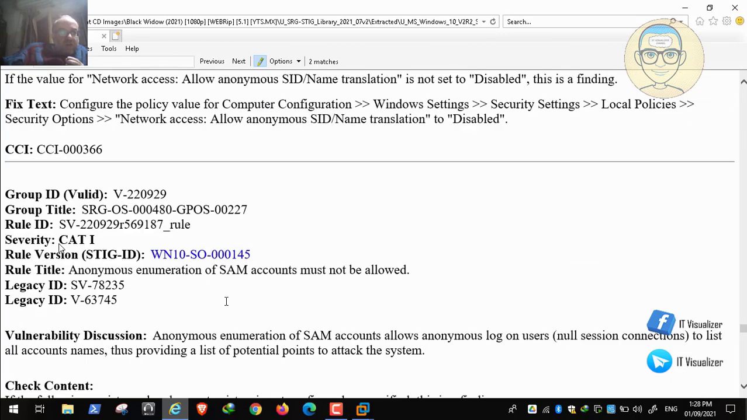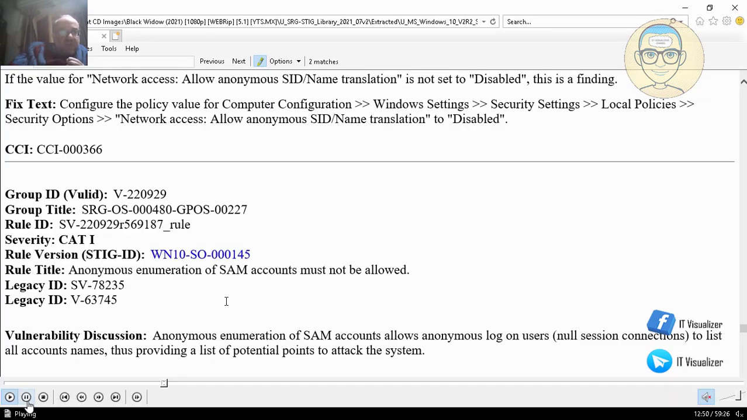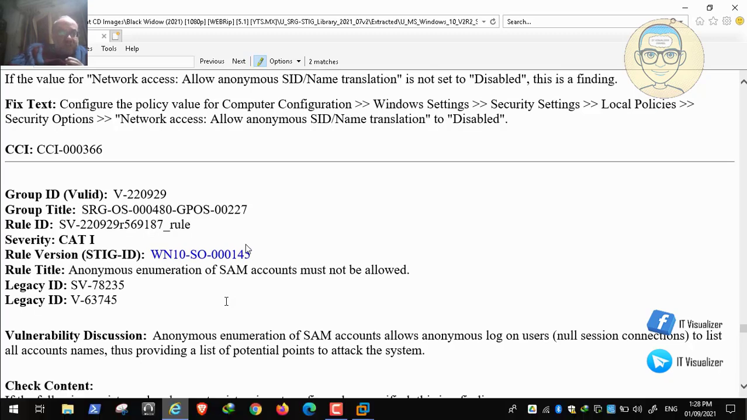Then anonymous enumeration of SAM accounts must not be allowed. What do you mean by anonymous enumeration of SAM accounts? Anonymous enumeration of SAM accounts allows anonymous log on users to list all account names, providing a list of potential attacks.